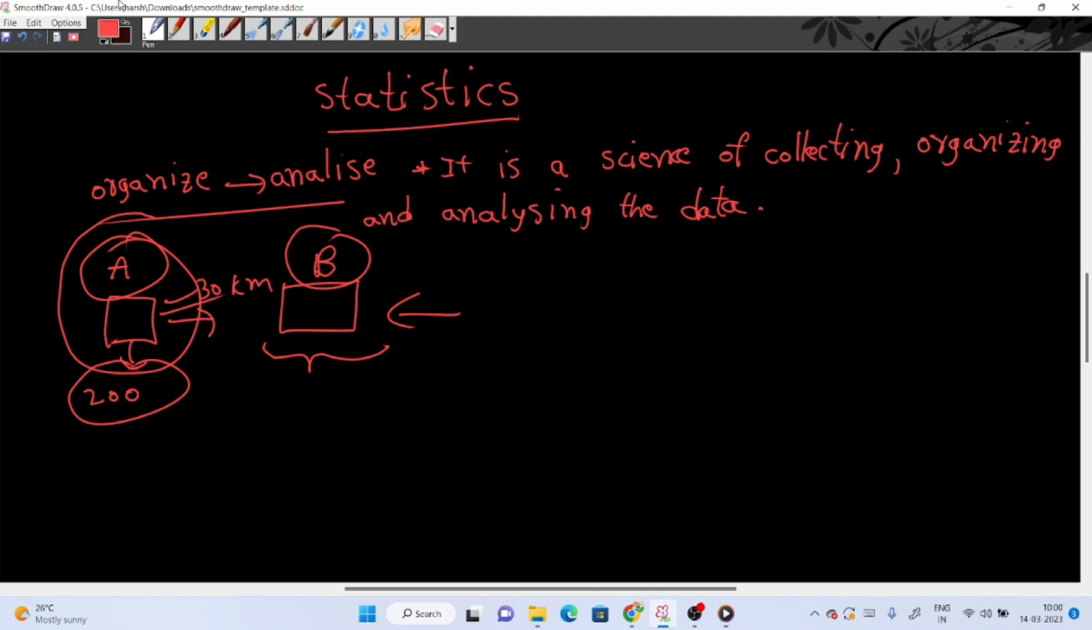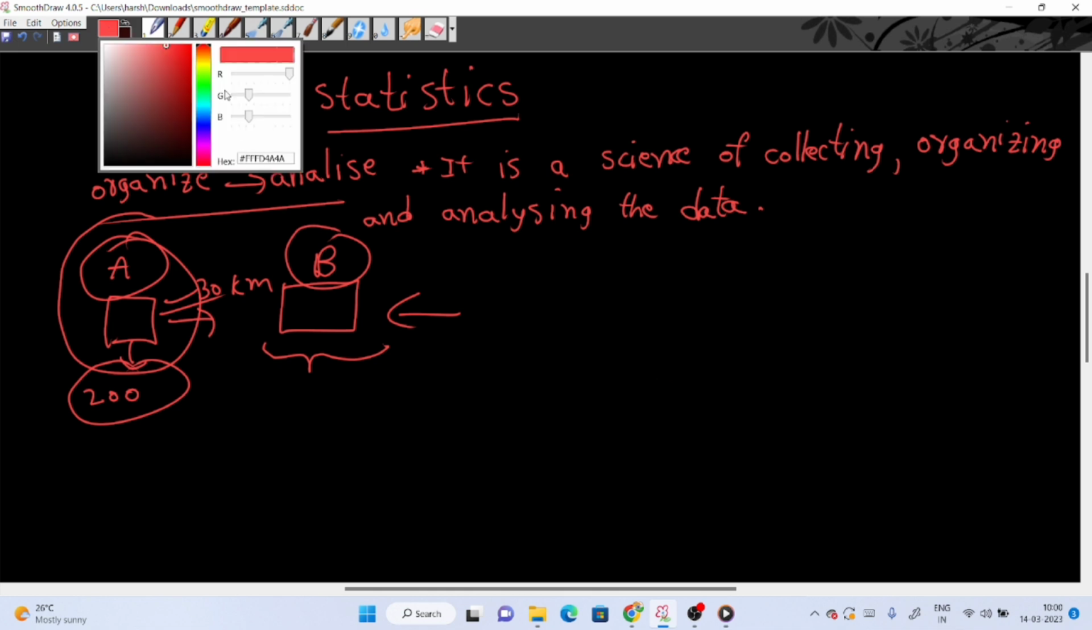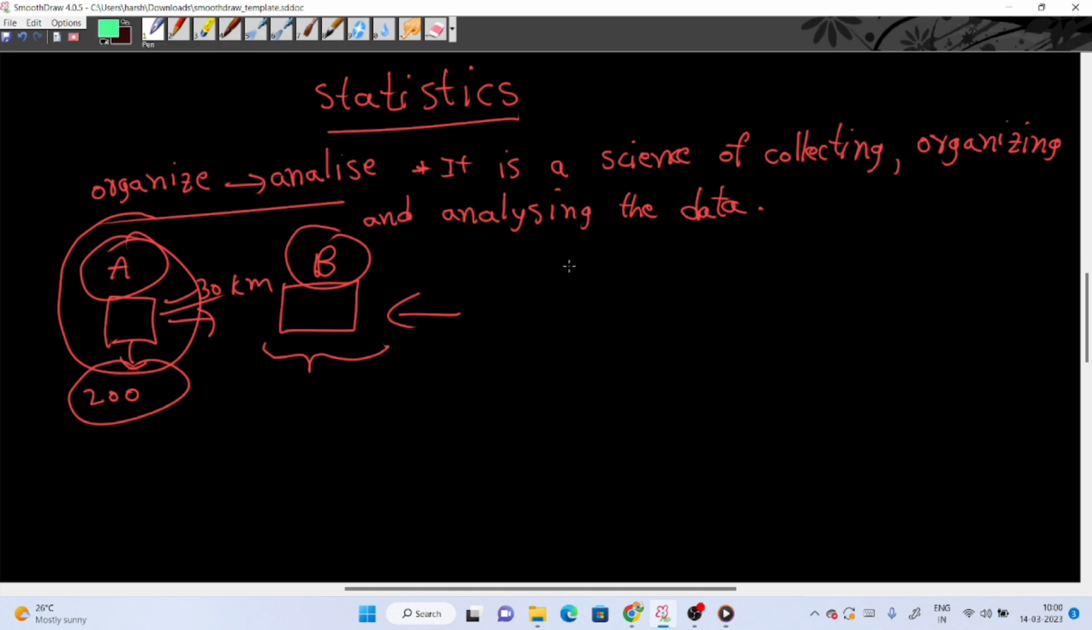Now let us know about the types of statistics. Basically there are two types of statistics. One is descriptive statistics and the second one is inferential.